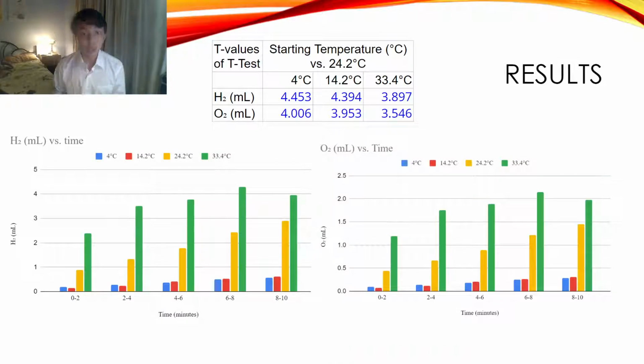The results show that higher temperatures have been shown to increase the amount of H2 and O2 that was produced during electrolysis, and the T values for the T test that was used for statistical analysis indicate that these results are statistically significant.